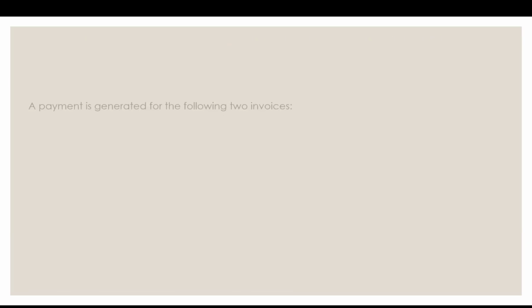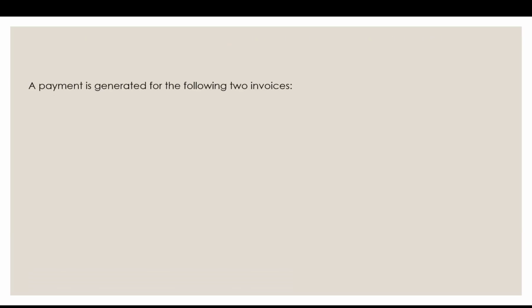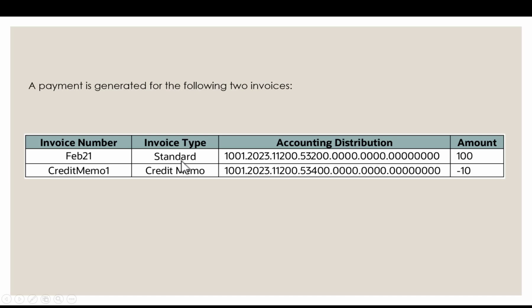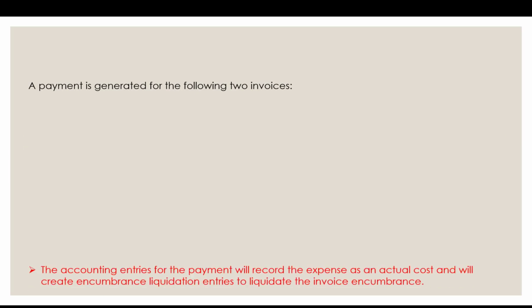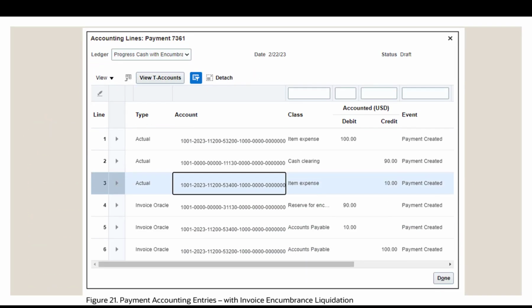So a payment is generated for the following two invoices. One standard invoice for 100, and the credit memo. The accounting entry for the payment will record the expense as an actual cost and will create encumbrance liquidation entries to liquidate the invoice encumbrance. As you see here, this is the item expense, this is cash clearing, and this is reserve for encumbrance, and for the invoice accounts payable 10 and 10.